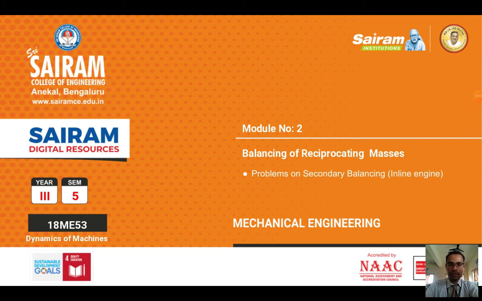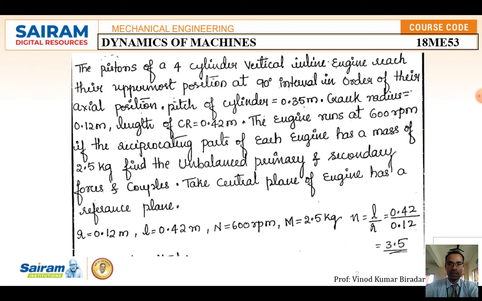So again, I am going to solve the problems on balancing of reciprocating masses, that is secondary balancing in an in-line engine. Last class we solved one problem. Similar types of problems I am going to solve again in this PPT. Now here the question is given.